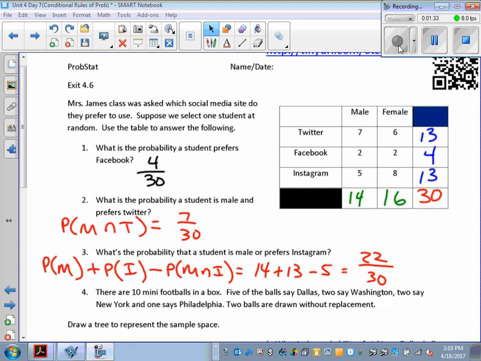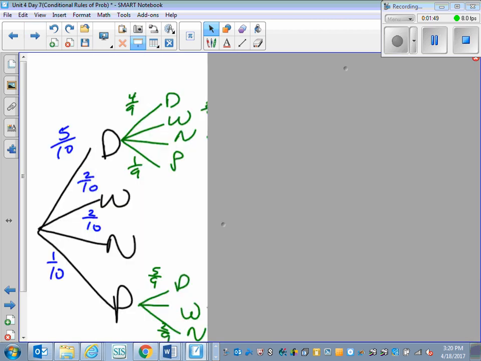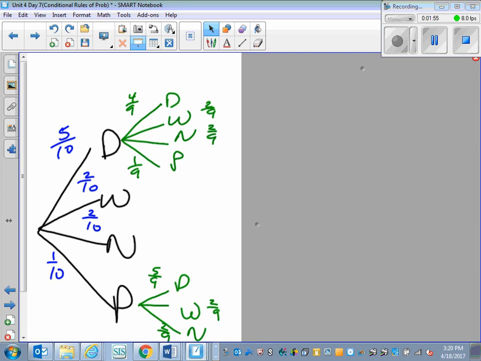So, question number 4. The 10 mini footballs in a box. 5 say Dallas, 2 say Washington, 2 say New York, 1 says Philadelphia. That gives us a total of 10. So if we draw the tree diagram, just look at part of it. So the probability that the first ball is Dallas is going to be 5 out of 10, Washington 2 out of 10, New York 2 out of 10, Philadelphia 1 out of 10.